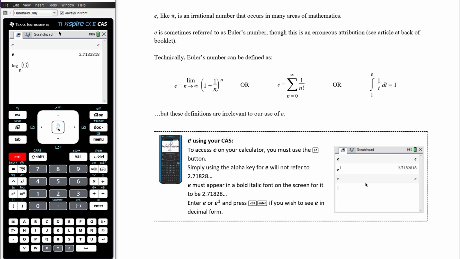But actually, and I'll talk about this a bit further on in the notes, the logarithm with a base of e is called the natural logarithm, and there's a special button specifically for that, which is when we press control e to the x, we get this ln, which is shorthand for the natural log, that is log base e. Okay, so we would expect if you put log base e of e, we should get 1.